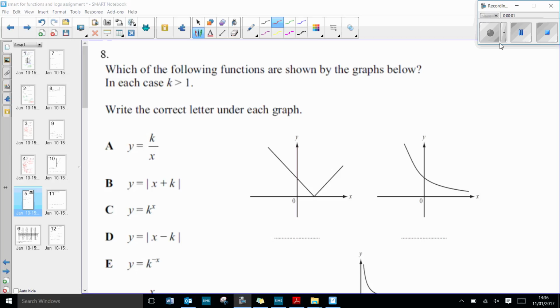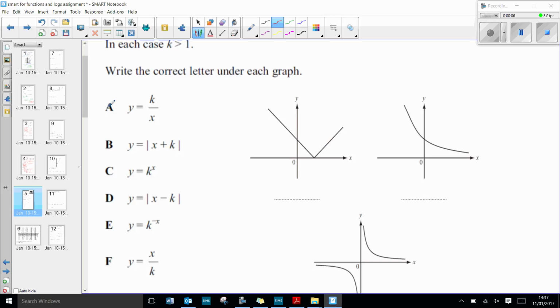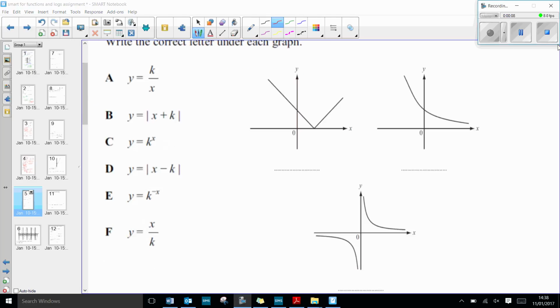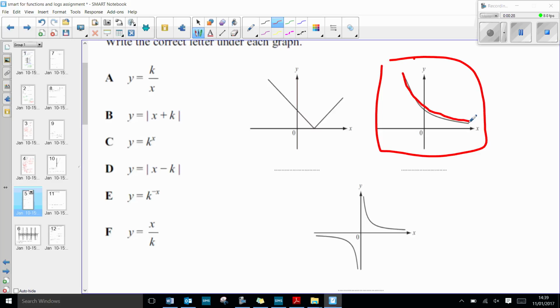As shown by the graph below, we need to recognize what these graphs look like. The best way of doing this is sometimes by a process of elimination. Perhaps the easiest one to look at would be this one here. We can see it's an exponential graph, but it's a downward sloping exponential, so it's not going to be this one, it's going to be this one. So that would be graph E.